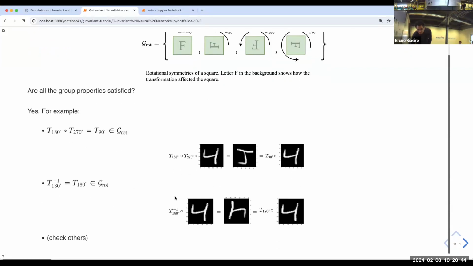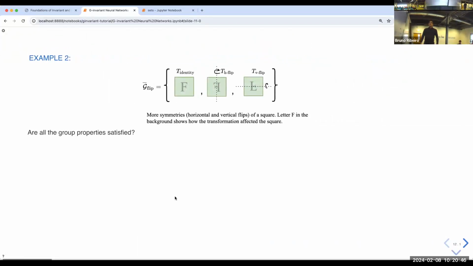So now that we have established this is a group, let's look at this. What about this? I can flip images. So I have an image, identity, the horizontal flip and the vertical flip. Are the group properties satisfied? Can I use this transformation? Can I be invariant to this transformation using the technique we are going to use?